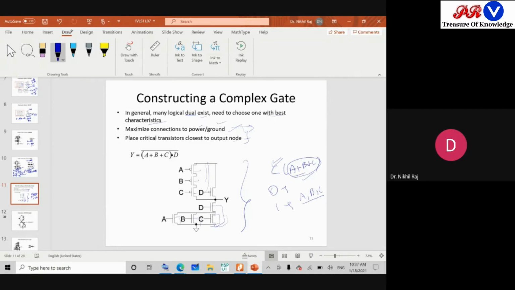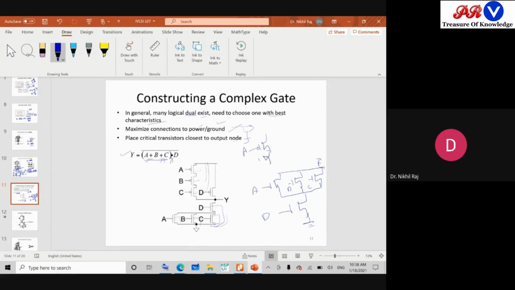Now, for example, we have to construct this Boolean function, that is (A plus B plus C) into D. What we see here is an AND and an OR logic. So first we solve the inner logic, which gives A plus B plus C. This means all these three, A, B and C, are in OR gate fashion, which is parallel. And then comes D. Into D means series connection. So I have written D here and connected it to the ground. So this is your pull-down network, and in the top it will go in the same fashion.